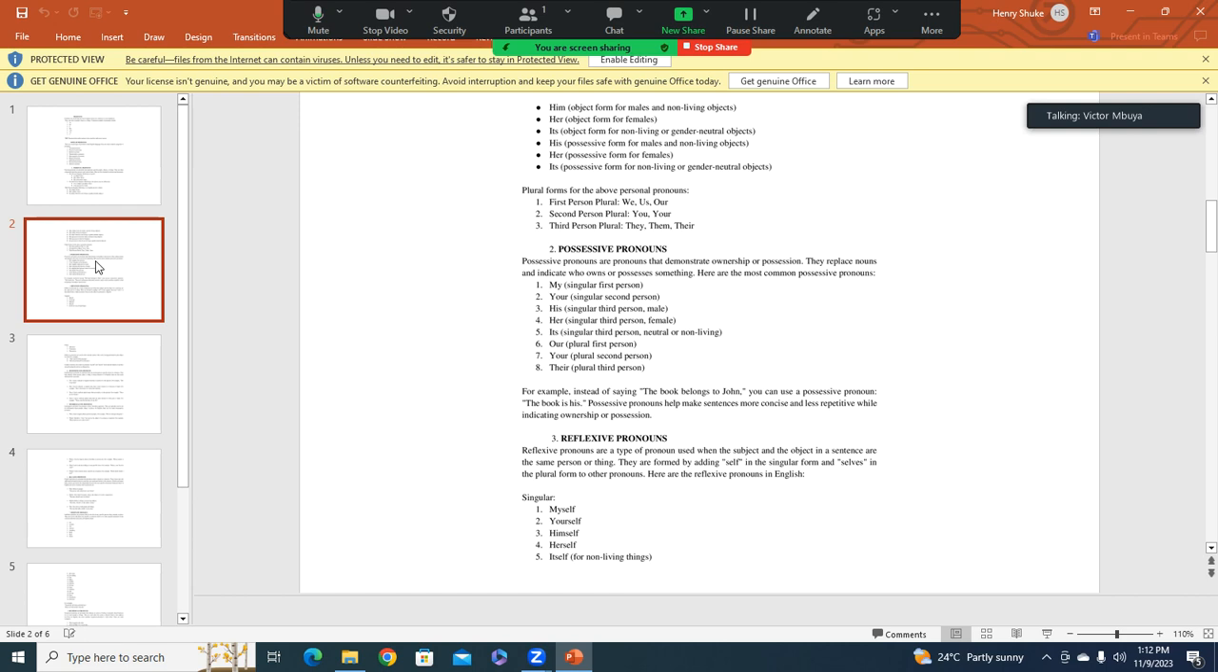Let us look at another type of pronoun, that is reflexive pronouns. So reflexive pronouns are a type of pronouns used when the subject and the object in a sentence are the same person or thing. They are formed by adding self in the singular form and selves in the plural form to other pronouns. Here are the reflexive pronouns in English. In singular we have myself, yourself, himself, herself, itself for non-living things.